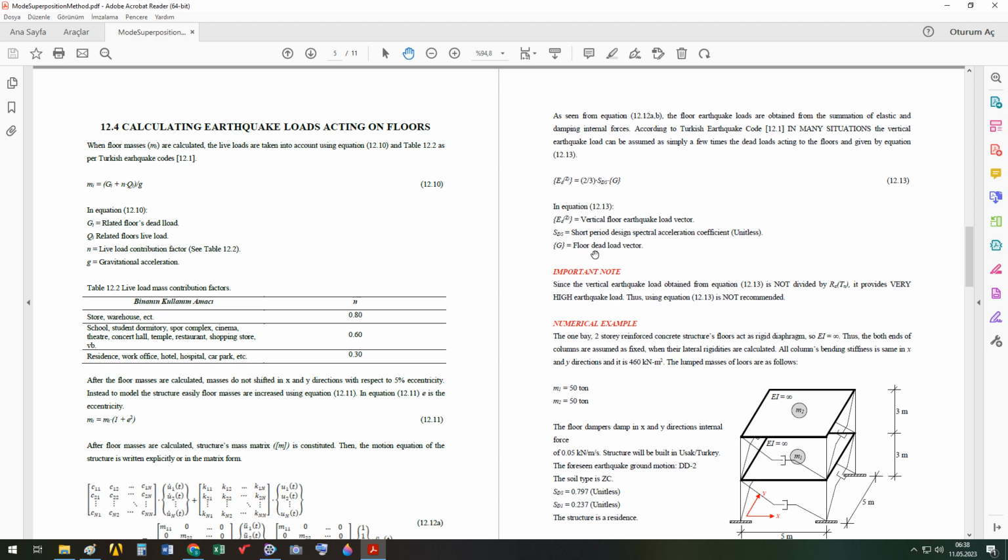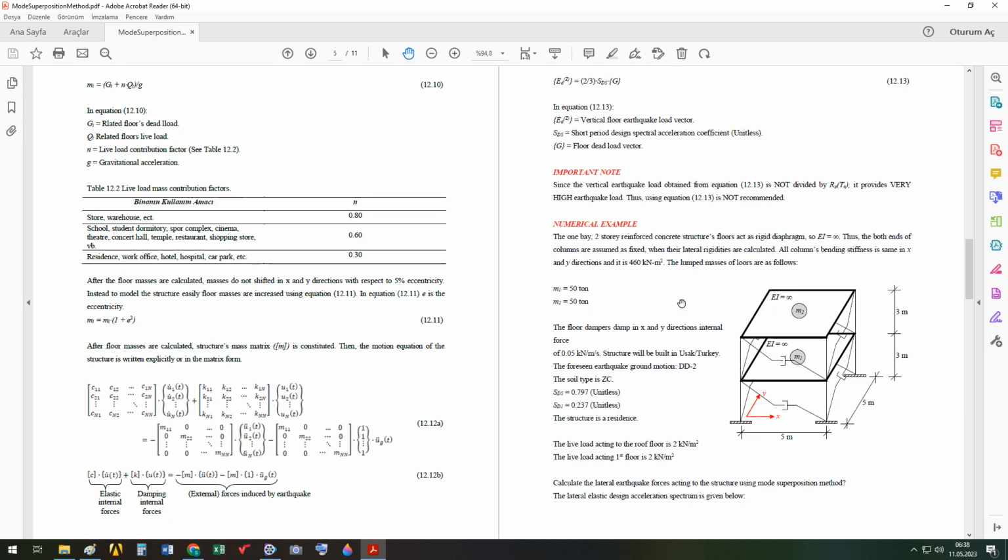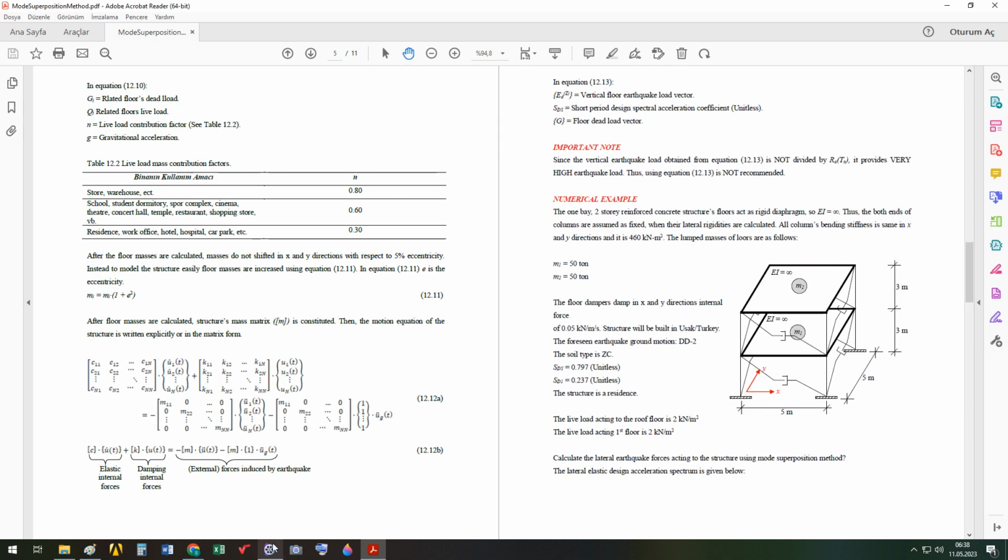This is the floor dead load vector. This is a constant value. But using this formula is not recommended. Now we have a numerical example with which we can understand how the mode superposition method is applied.